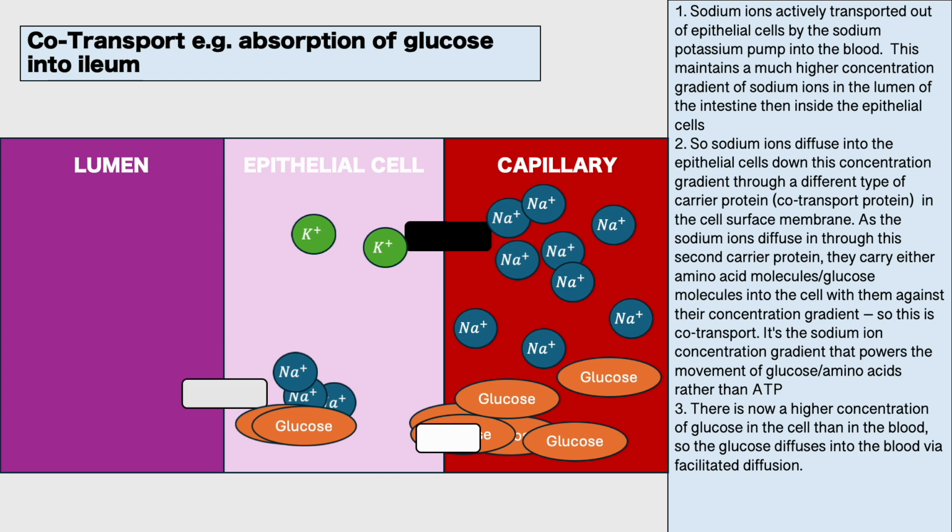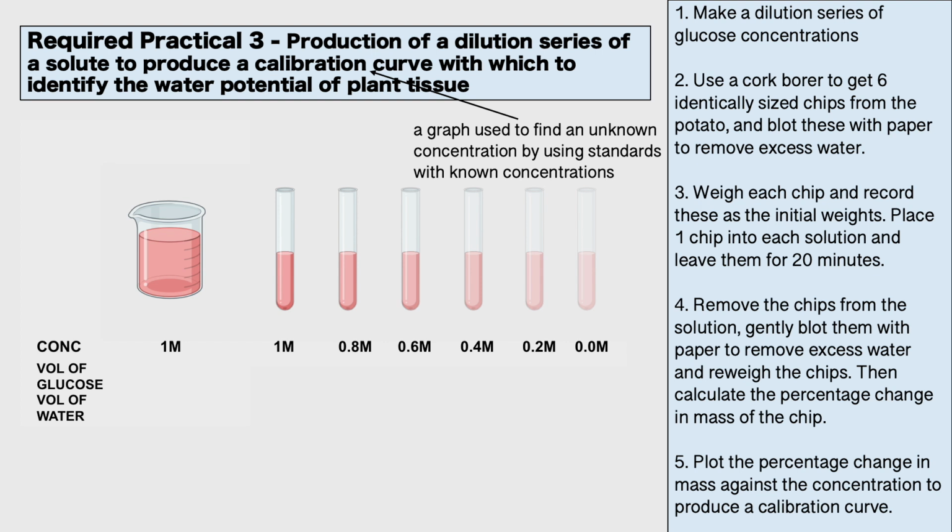There are 2 required practicals in this topic, and we're going to start with required practical 3, which is the production of a dilution series of a solute to produce a calibration curve with which to identify the water potential of a plant tissue. Essentially, we put some potato in different glucose concentrations and see if they increase or decrease in mass.